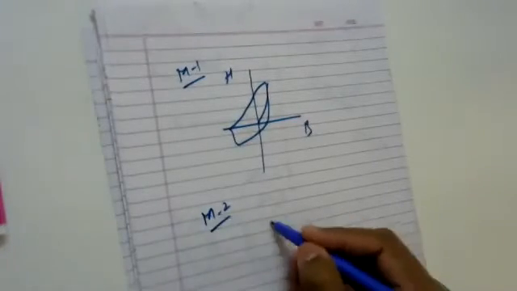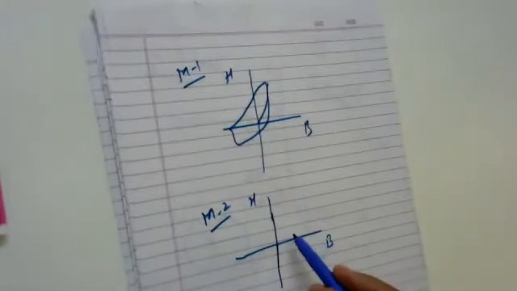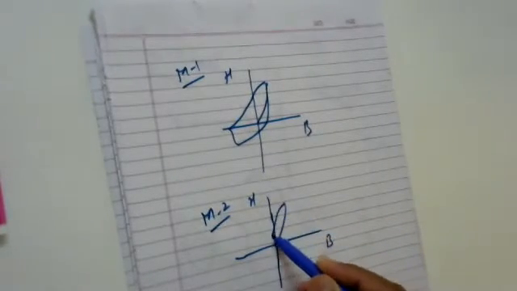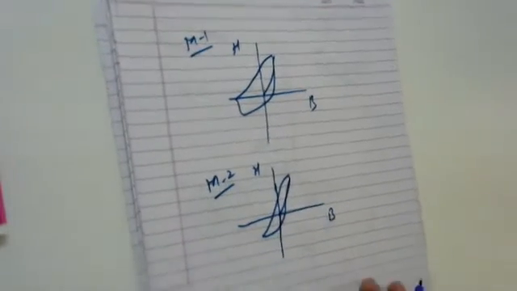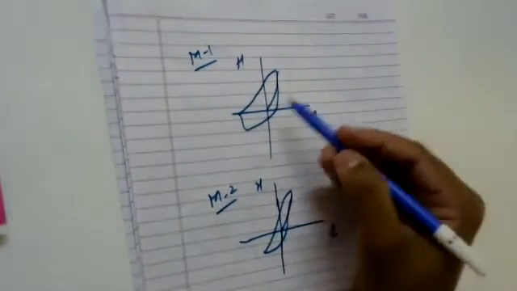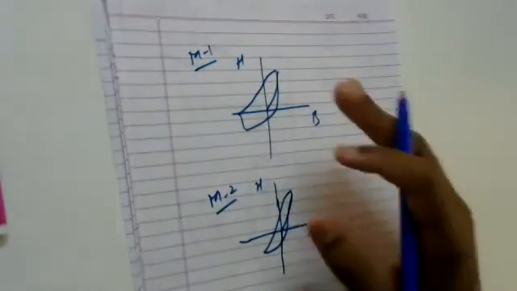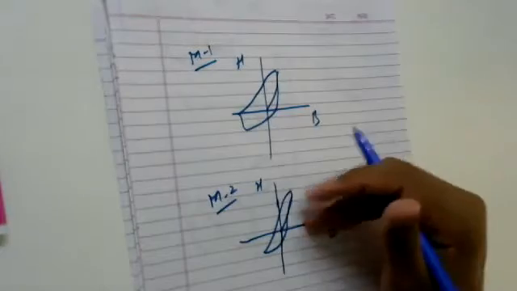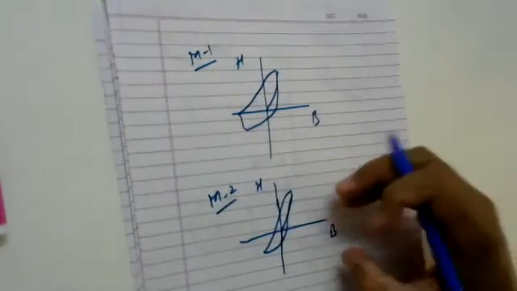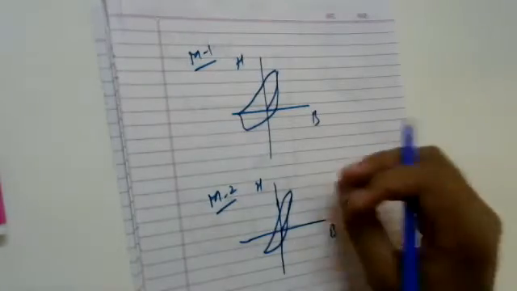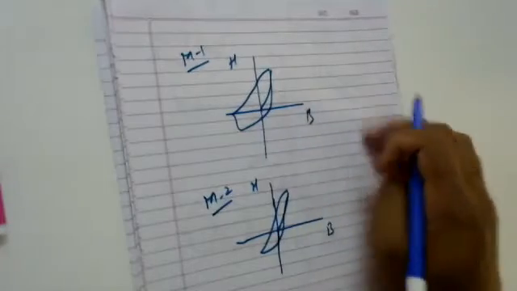Magnetic material 2. Again I am having one more BH curve. So this is my second BH curve. Now, intentionally I have drawn the area more here and less here. Now you are having two magnetic materials, M1 and M2, which I have to select. So this BH curve gives me data on which particular magnetic material has to be used to build the core.